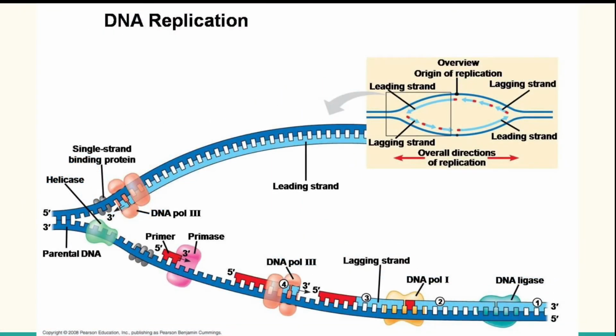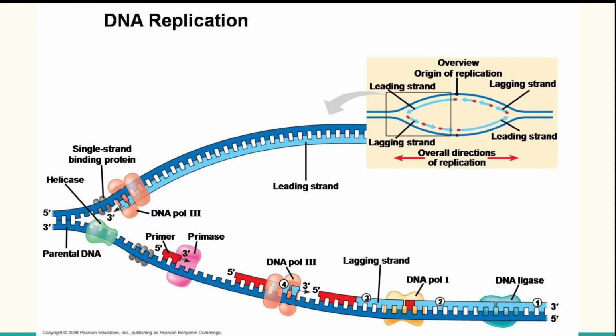This is an image of the replication fork in the replication bubble, which is similar to the last image, just a bit more detailed. So we first see helicase breaking those hydrogen bonds in the bases of the parental DNA. Then we need the single-stranded binding protein to latch onto the DNA strands, because once helicase is gone, the strands are going to try to bind together again, but we need them to stay separate for replication to continue.